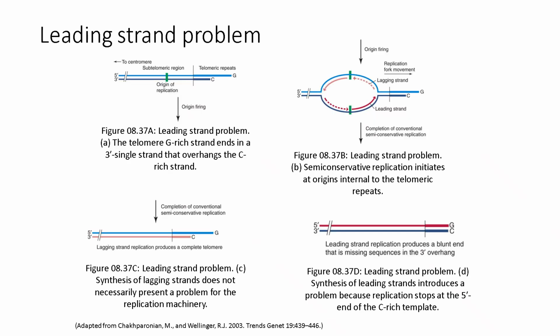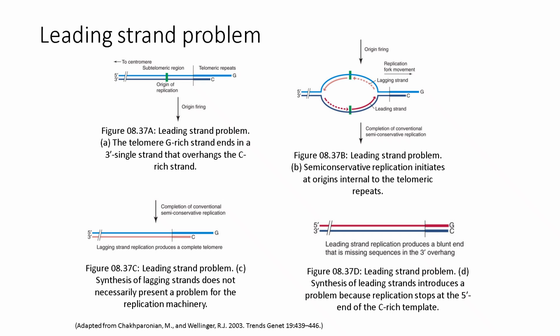This slide illustrates why the leading strand cannot fully replicate chromosome ends. After replication, the G-rich strand ends with a 3' single-stranded overhang. Origins of replication are located internally, not at the very tip of chromosomes, so when replication proceeds, the 5' end of the C-rich template strand is left uncopied. In contrast, lagging strand synthesis, which uses multiple primers, can still reach near the chromosome end.